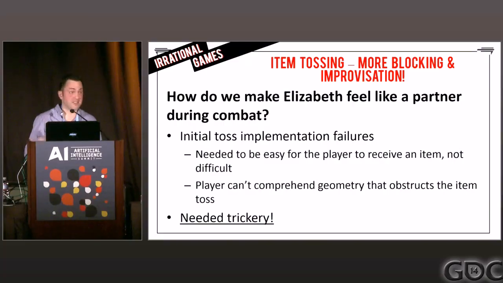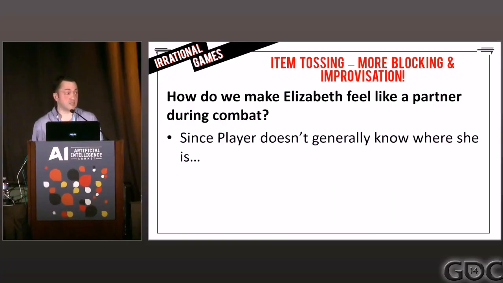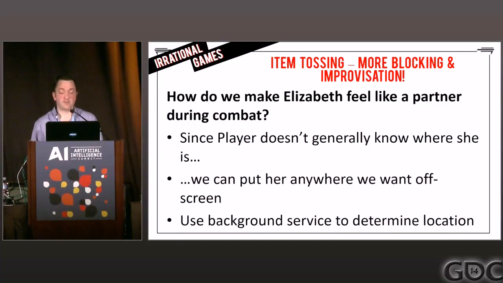As I mentioned before, the details fall away in combat, and generally Elizabeth is out of the way, and therefore she is not a player-facing element. This does give us the options for trickery to make the player-facing element of the gameplay feel better. And since the player generally doesn't know where Elizabeth is, once she offers an item, we run a background service that finds a point where she could throw the item. If at any point we determine that her current location is not usable for throwing an item to the player, we teleport her to a nearby location off screen and begin the throw.